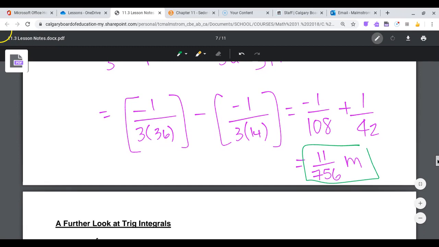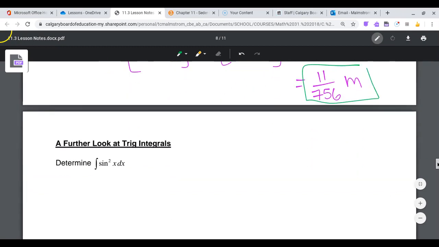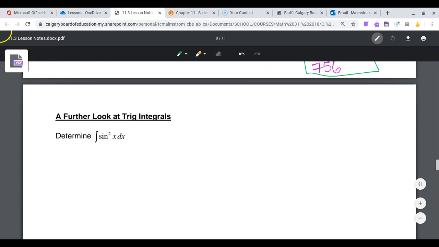Okay, a further look at trig. How fun. Determine the indefinite integral of sine squared x dx. Well, if I tried to let u equal sine x, then du dx is equal to cos x. Well, that's a problem. I don't have a cos in here, so that's no good. So the substitution rule is not going to work like that. So I'm going to have to try and do something different with this trig.